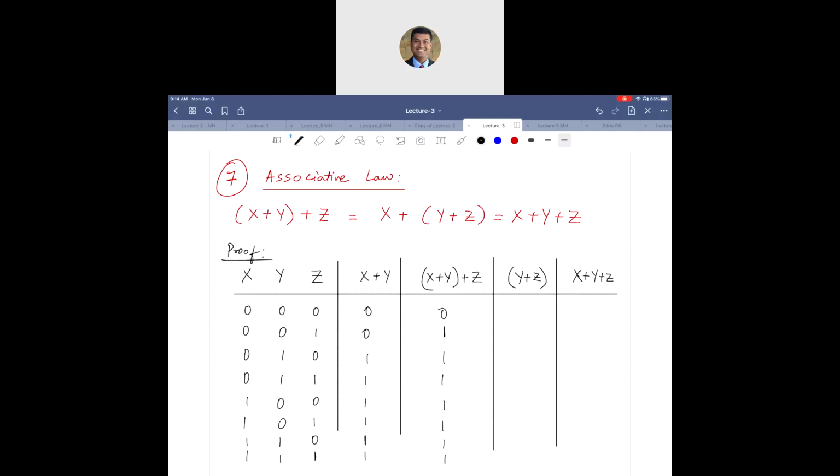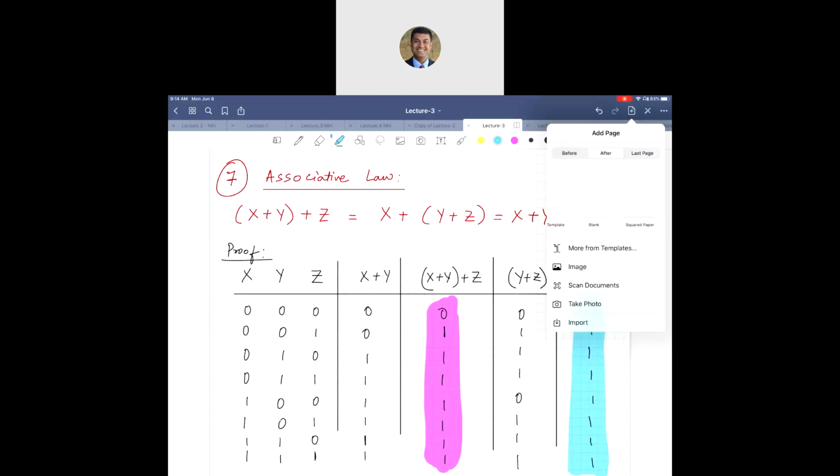Similarly, if you evaluate y or z, I have 0, 1, 1, 1, 0, 1, 1, 1. Then I OR that with x, and I flip one more to a 1. 1, 2, 3, 4, 1, 2, 3, 4. All right. And if you match up things, this guy is the same as this guy. So OR operation is associative. It doesn't matter which order you OR things in.